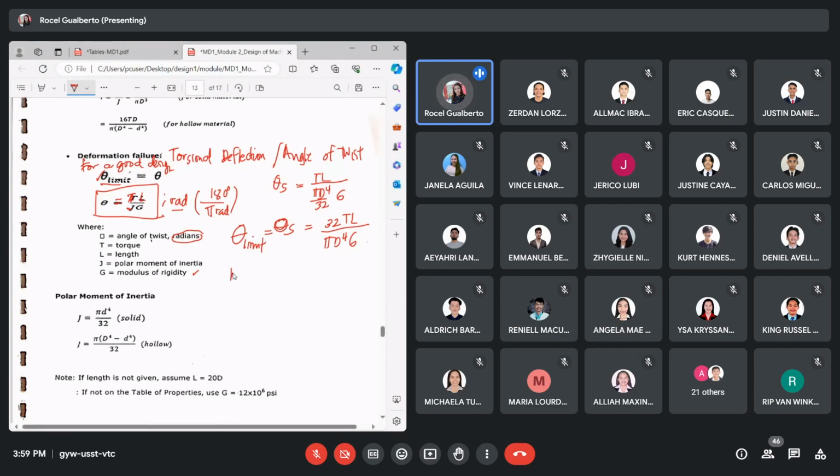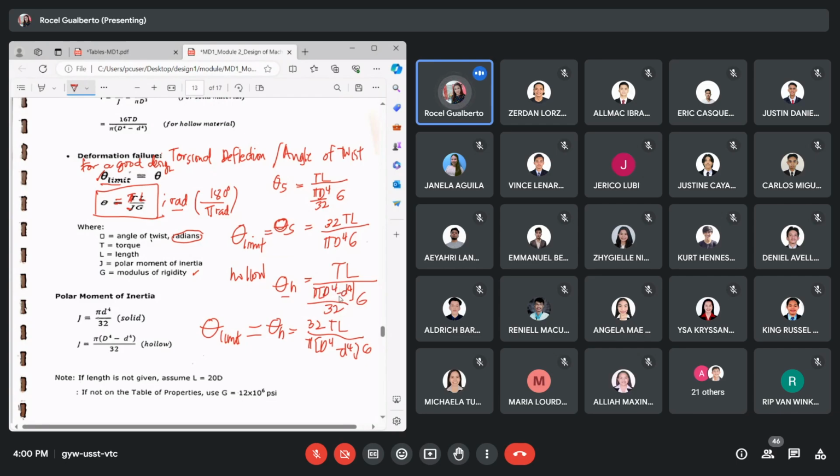Okay? Kung hollow naman po, papalitan ulit natin yung J for hollow. So, theta for hollow would be TL over pi quantity D to the fourth minus d to the fourth divided by 32 times G. Okay? So, simplifying, theta for hollow would be 32 TL over pi times D to the fourth minus d to the fourth, then multiplied by G. At yun po yung i-equate natin to the allowable limit of deformation. Okay? So, you would come up with your answers po here.